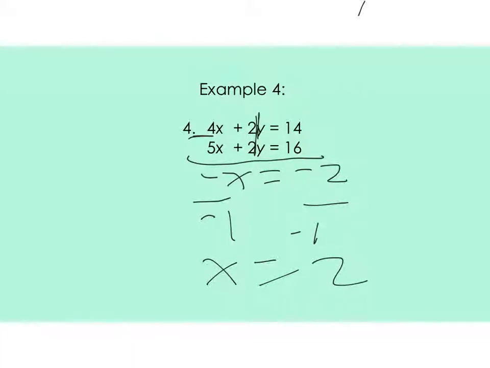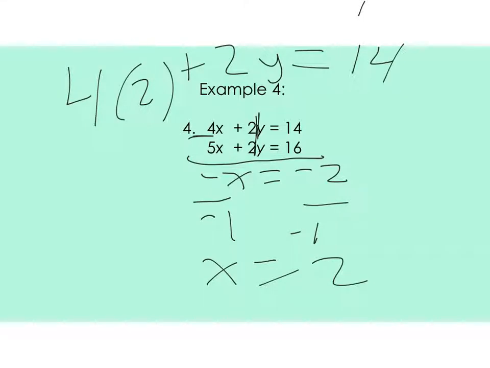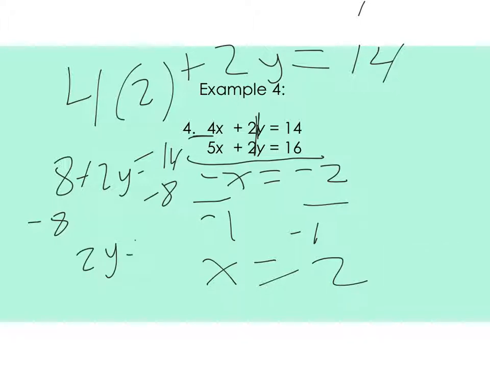Yeah, x equals 2. So now we got to plug in 4, 2, plus 2y equals 14. Now we got 8 plus 2y equals 14. Minus 8, minus 8. 2y equals 6. Divided by 2. Divided by 2. And y equals 3. So, the final answer is 2, 3.